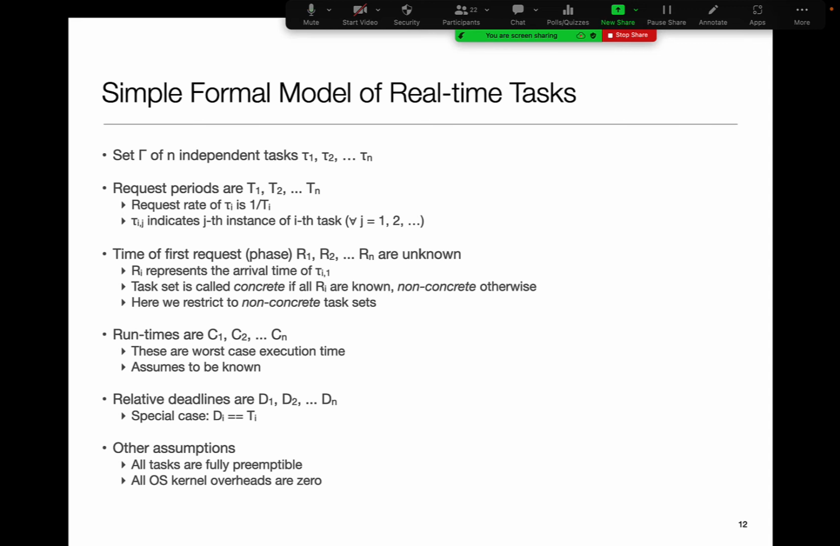So that's the runtime. Relative deadline, D1 through Dn. This basically says after a copy of a task arrives, when do I need the result? So let's say I had those sensor measurements arriving every 1 second. Every time a sensor measurement comes, when do I need the result by? What factors do you think will affect this requirement? And let's take a very simple thing.